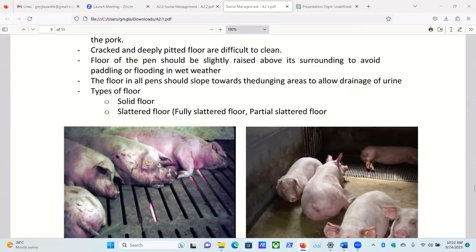At the same time, there should be a slope. When we build the floor, there should be a slope. That means there should be a slight incline to provide drainage, so that water can drain off well. The floor should be built with a slight slope.